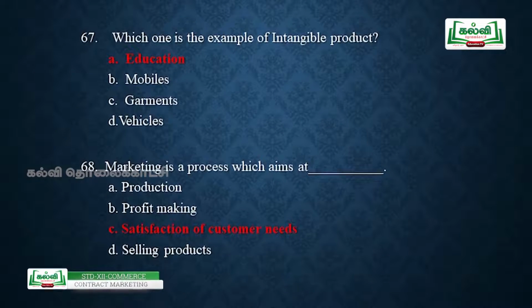Then next we pass on to: marketing is a process which aims at option A, production. B, profit making. C, satisfaction of consumer needs. D, selling products. Marketing is a process which starts only after the completion of production. The aim of the company producing a product is profit making, but the primary objective of marketing is satisfaction of consumer needs. So the exact answer is option C, satisfaction of customer needs.